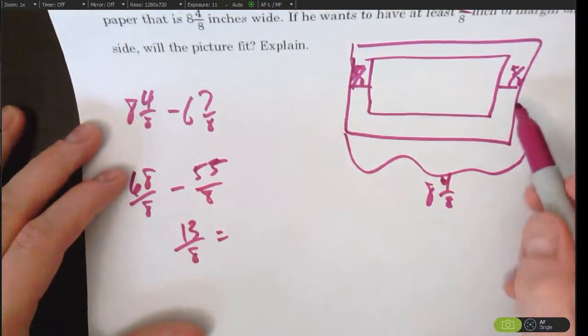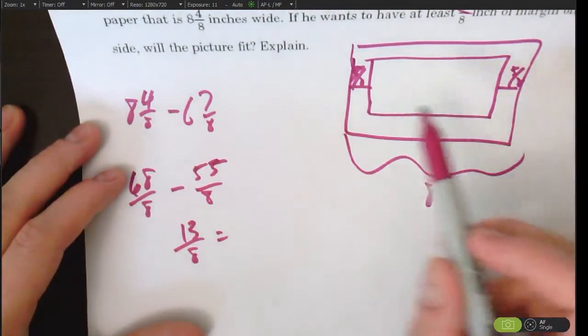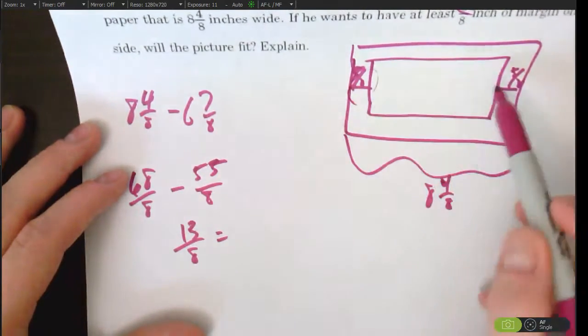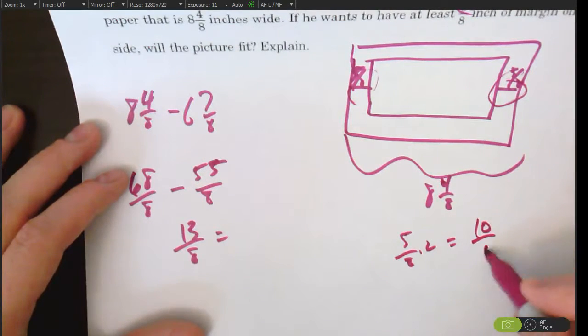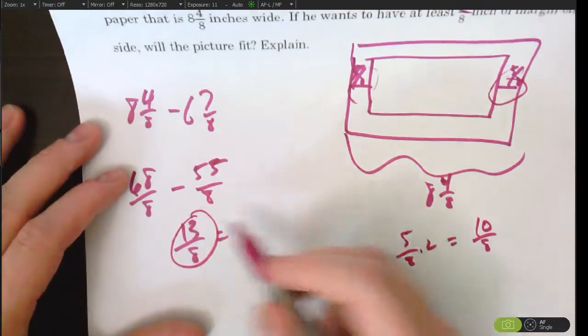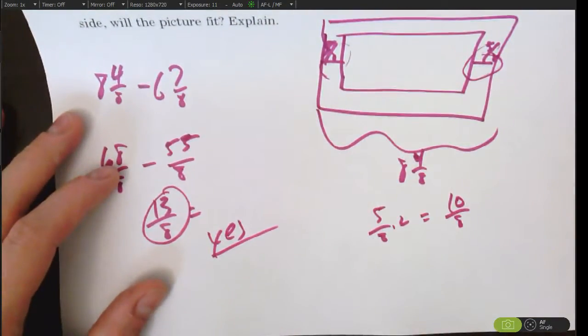Now the question is, is that more than 5/8? Well, yeah, it is, but that's only 1 5/8 we're talking about. I have to have it happen twice. 5/8 times 2 is 10/8. So is this bigger than 10/8? Yes. So he'll have more than enough space for his picture.